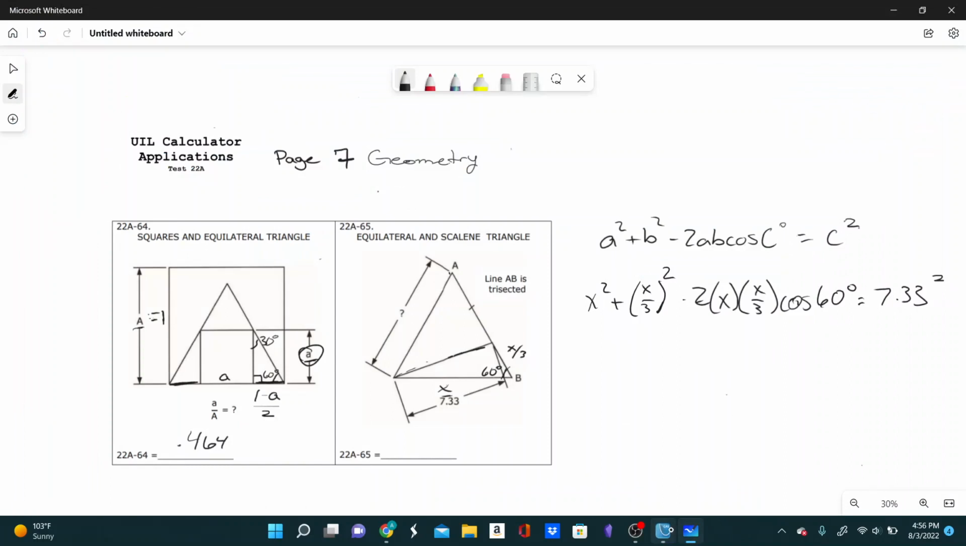And let's just double check that's what we're looking for. Yes, it looks like I set x equal to the side of the triangle, and that is what we're looking for. So we get a value or an answer of 8.31.